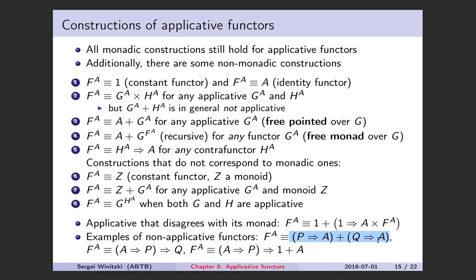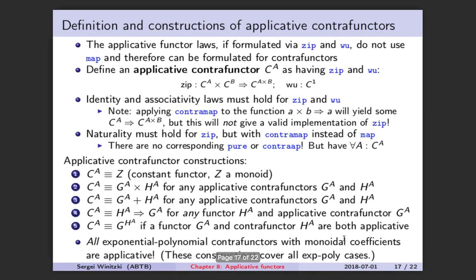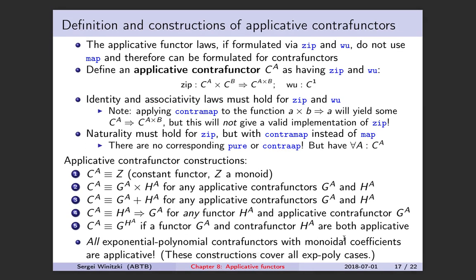So this is a counterexample for functors. This is not applicative. But if you reverse these two arrows, you get a contrafunctor, and it's applicative. And we have seen that. It had implementations, and we know why. It's this construction. So the conclusion is that all applicative contrafunctors that you can write down are going to be exponential polynomial contrafunctors, and vice versa. All the exponential polynomial contrafunctors are going to be applicative.